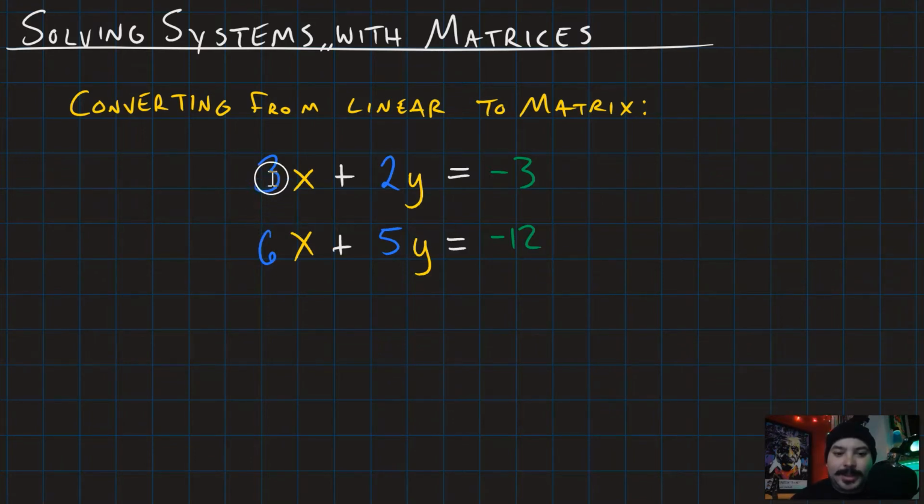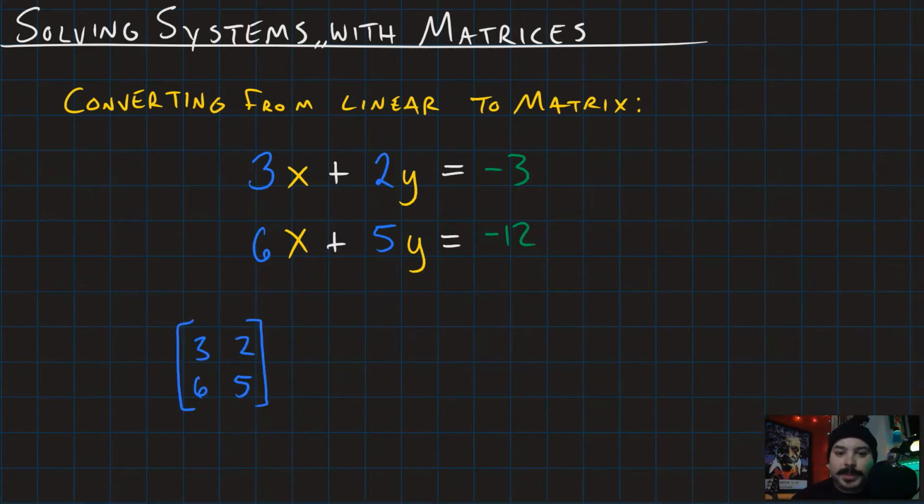To start off with, you're going to make a matrix of the coefficients. The coefficients, in this case, make this 2 by 2 matrix. Then we also make a matrix using our variables. Notice that this matrix is a 2 by 1 matrix, so that when we multiply this 2 by 2 matrix with this 2 by 1 matrix, we end up with 3x plus 2y and 6x plus 5y.